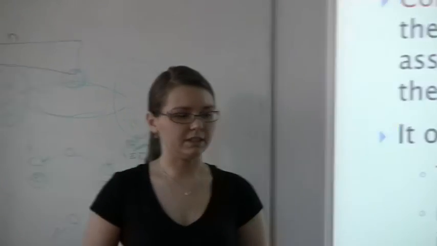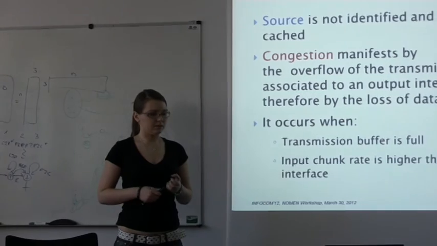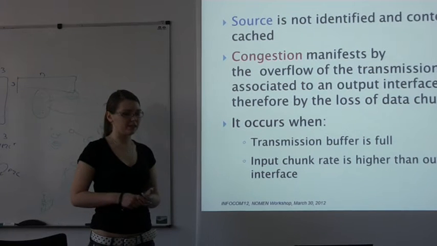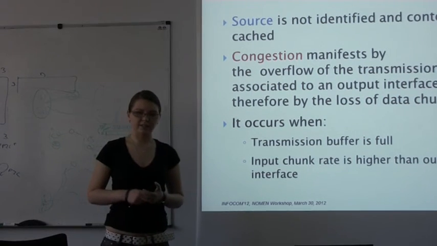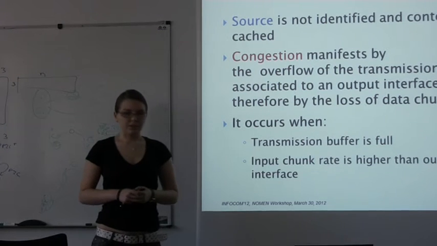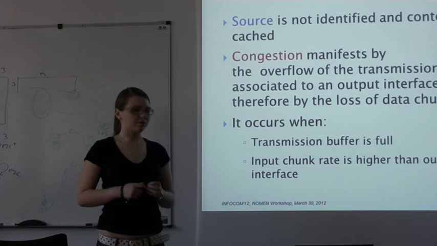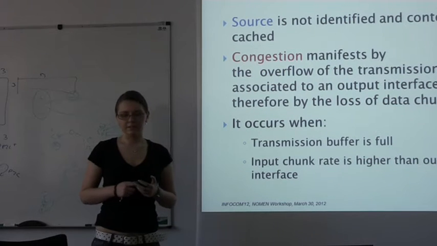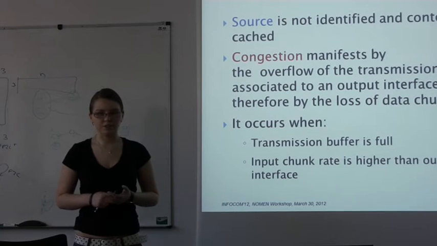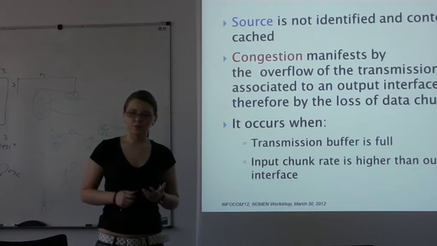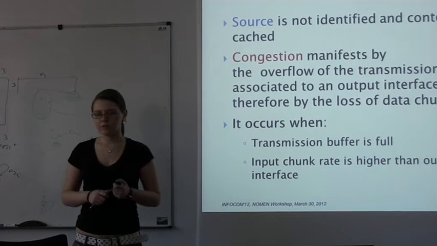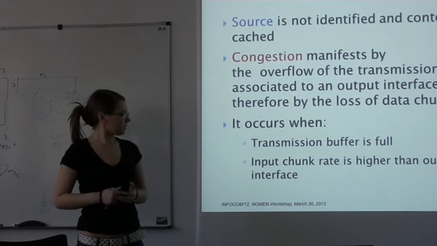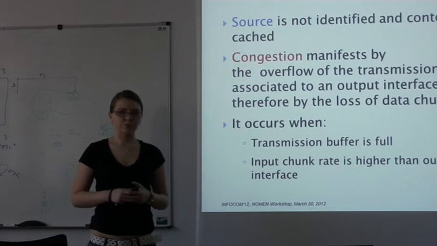What about traffic control in CCN? As I said before, every node has a cache, so the source cannot be identified, and content is cached. We define congestion as a situation of overflow of the transmission buffer associated with an output interface, and this situation leads to the loss of data chunks. Why does it occur? There are two reasons for it. It occurs when transmission buffers fill up and the input chunk rate is higher than the output rate of the interface.